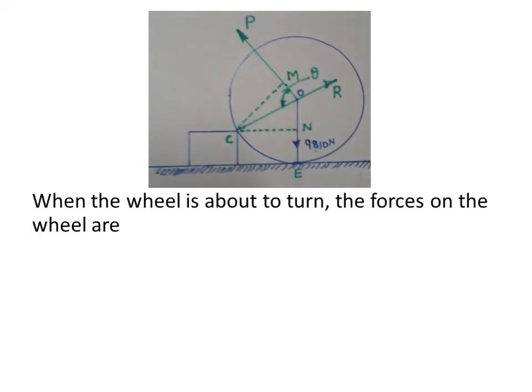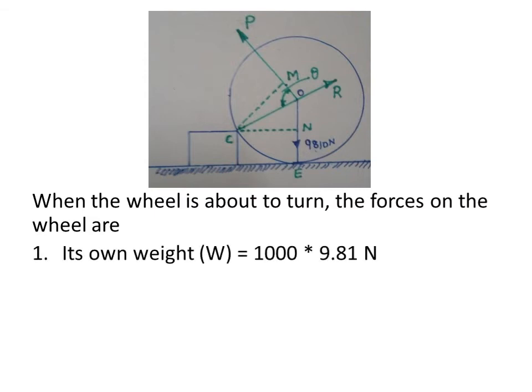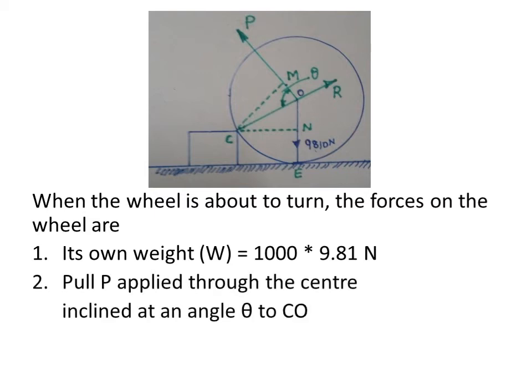When the wheel is about to turn, the forces on the wheel are its own weight, 1000 into 9.81 newtons. As the given data is mass is 1000 kg, its own weight is 1000 into 9.81 newtons. Pull P applied through the center inclined at an angle of theta to CO. This is what we have to find out. Reaction R at C along CO.